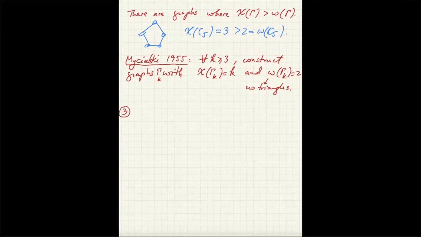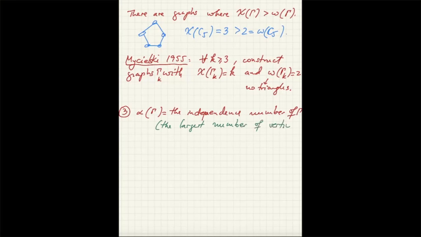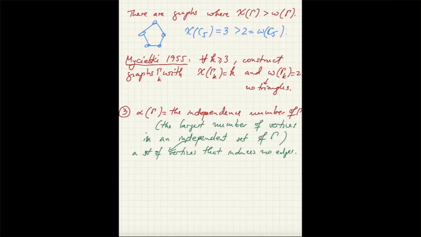One other lower bound is in terms of the independence number of the graph. What is the independence number of a graph? Alpha of gamma denotes the independence number of gamma, and this is defined as the largest number of vertices in an independent set of gamma. As you recall, an independent set is a set of vertices that induces no edges. So there are no edges between any vertices in the independent set.